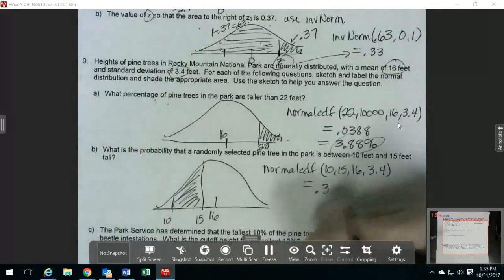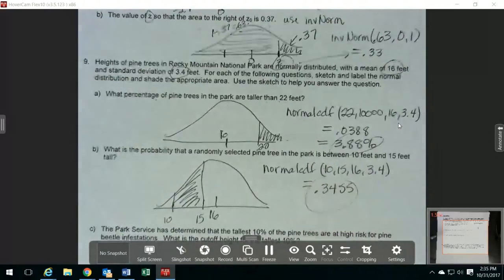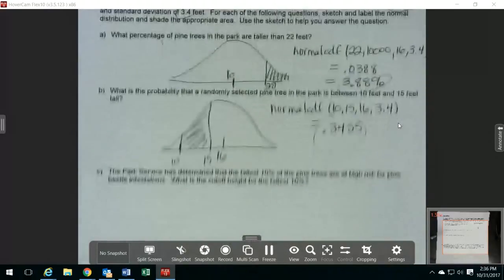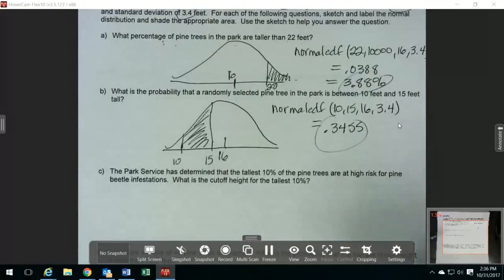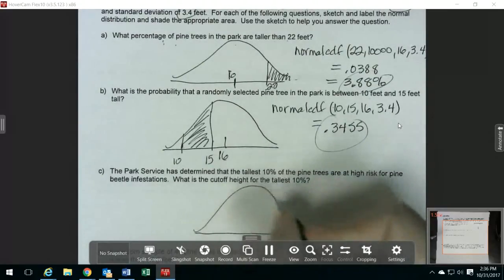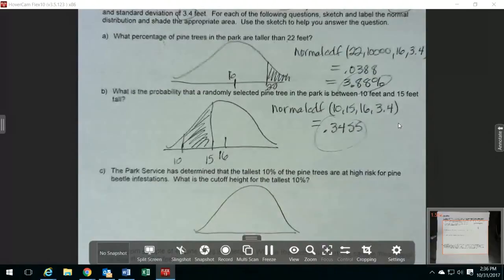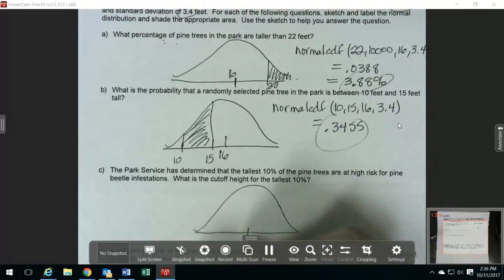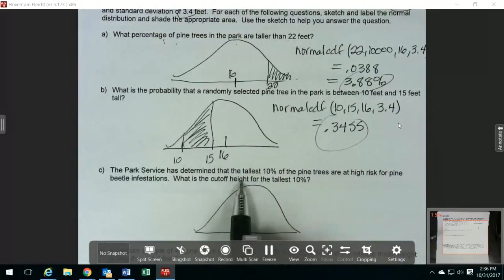So when I do this, I get 0.3455. So that's my probability. Okay, then we're trying to find the cutoff height for the tallest 10% of the trees. So this time they're giving us a percentage, which is the same as a probability or an area, and they're asking us to find a height.